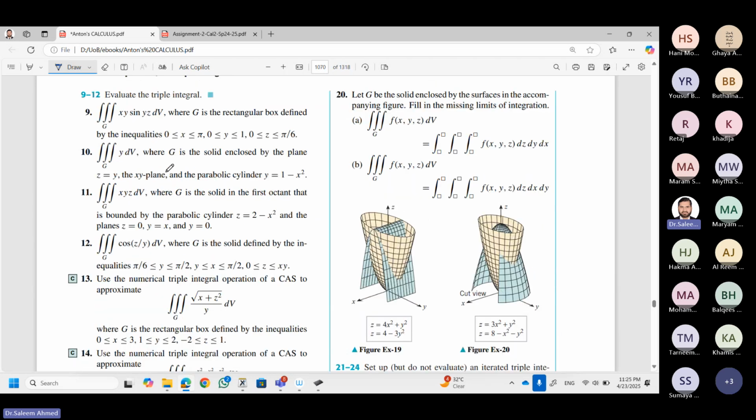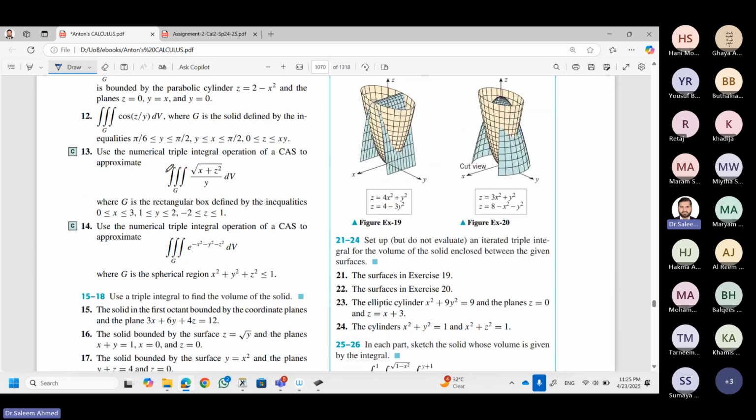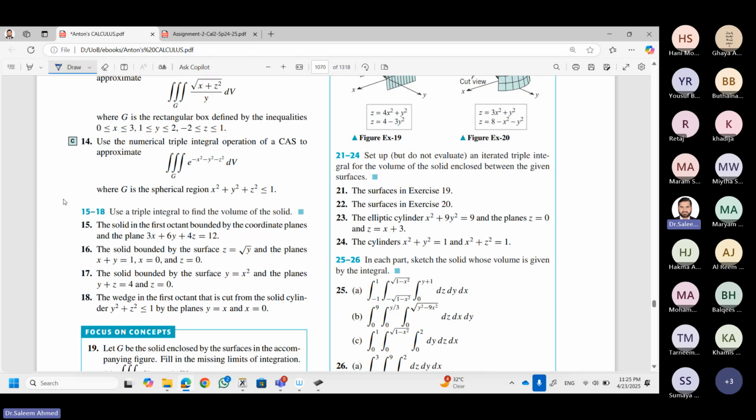But here if I ask you to use triple integral to find the volume, I may ask you to just set up a triple integral. Set up a triple integral that gives you the volume. So it means you just have to write the limits and stop. If I ask you to find the volume or evaluate the integral, then you will complete it.